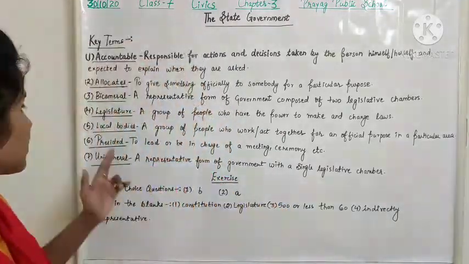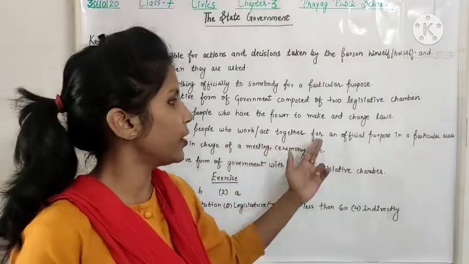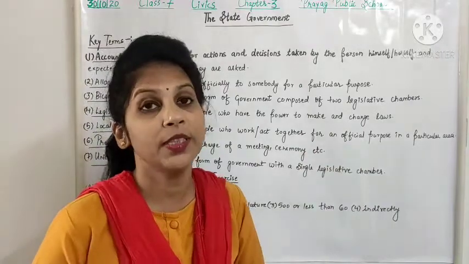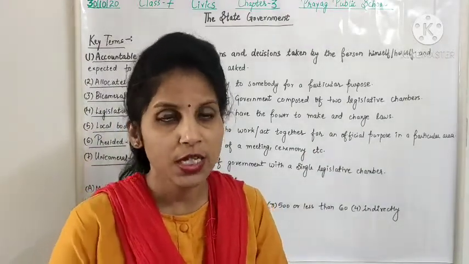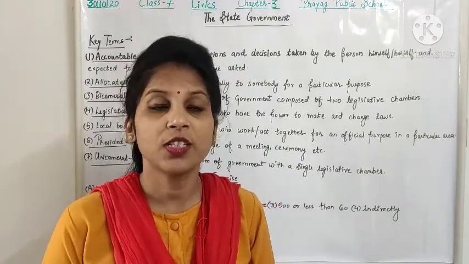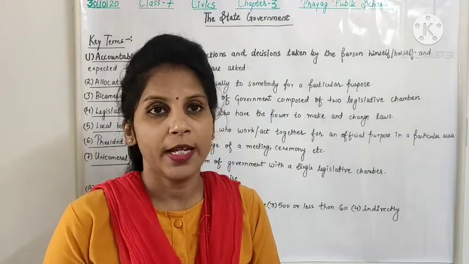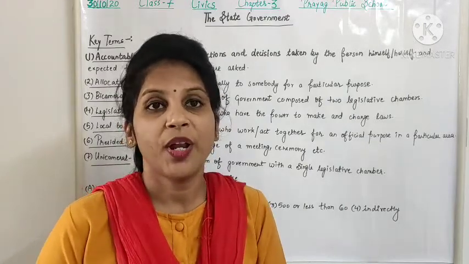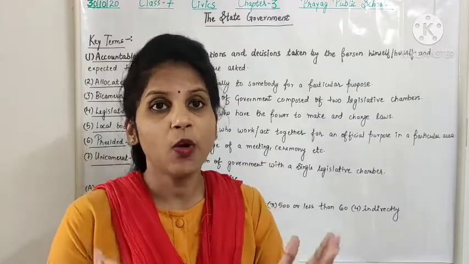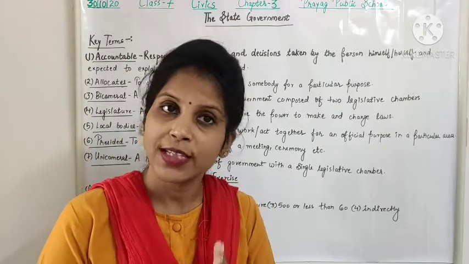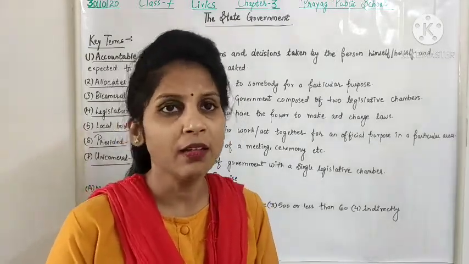Right? Then, local bodies. A group of people who work or act together for an official purpose in a particular area. ये क्या होता है? Local bodies होते हैं, ये ऐसी bodies होते हैं जिसमें एक organization होता है जिसमें group of people work करते हैं जो कि उस particular area. Suppose जैसे अगर मैं अपने area प्रयागराज की बात करूं, प्रयागराज में अगर हंडिया की बात करती हूं, तो वो क्या हो गया? Local body हो गया, वहां के local body उसके लिए particular area के लिए काम करते हैं, जैसे कि प्रधान है ना.